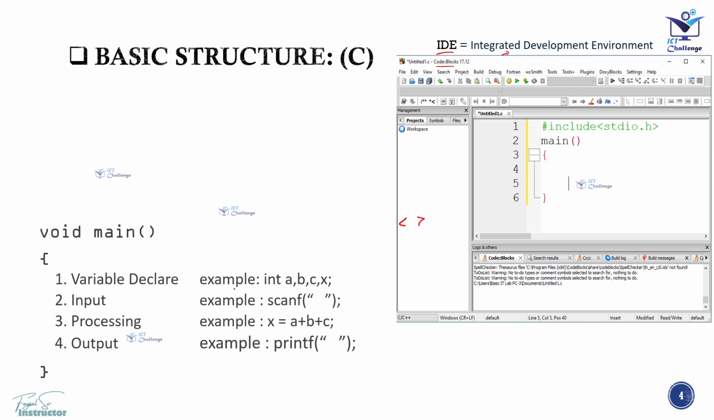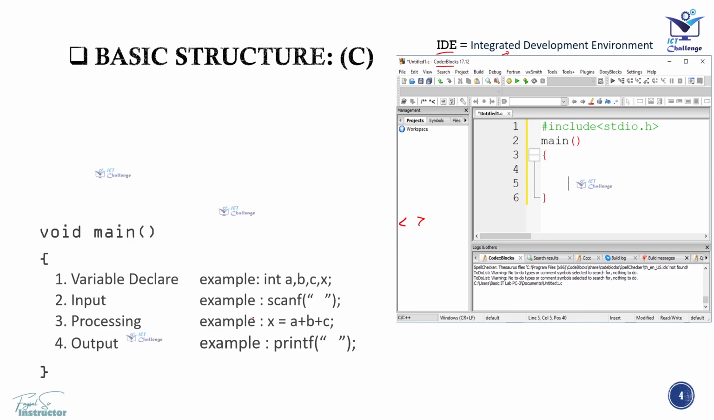Okay, in our C programming, we always need to complete three tasks: input, processing, output. This is our main task in every sector in our daily life or in computer. So first is input, after that you have to process those things, and then the output. Here we need one more thing which is called variable declaration. That means when you want to add a plus b plus c, then the result should be kept in x. That means we need 4 variables here.